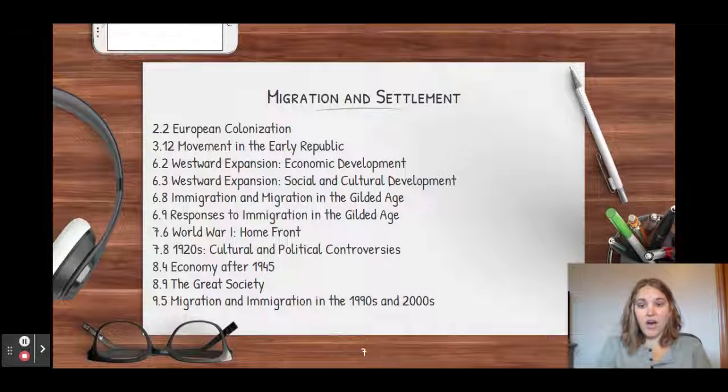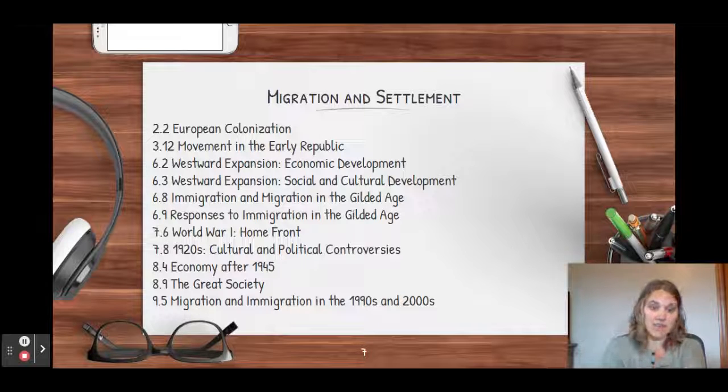So here you can see are the lessons related explicitly to migration. As you can see, it's very brief in the early units. Although migration and settlement is a huge development and process that is occurring, it's not the main focus in these early units. Instead, you can see as we get into unit 6, 7, 8, and finally unit 9, that's when migration becomes really, really significant and emphasized by the College Board.